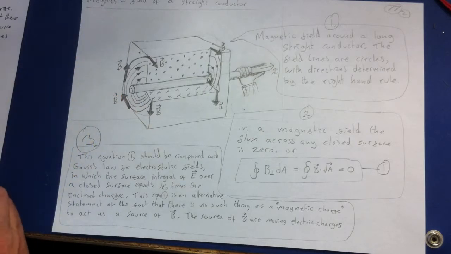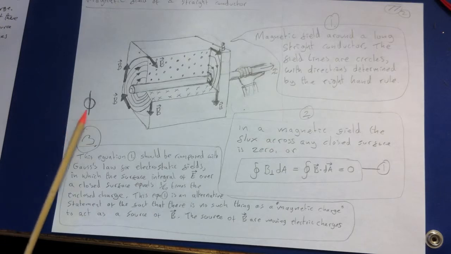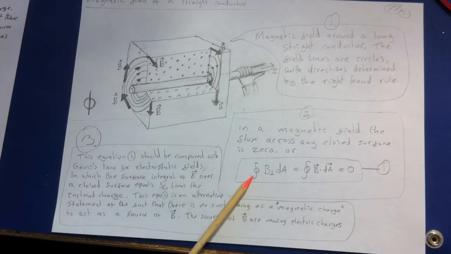We have shown that the number of lines crossing a surface is proportional to the flux. Whenever you hear me say flux, just think of this symbol from now on. Hence, in a magnetic field, the flux across any closed surface is zero. Remember, this is the closed surface integral of the perpendicular component of the magnetic field across the area, yeah?